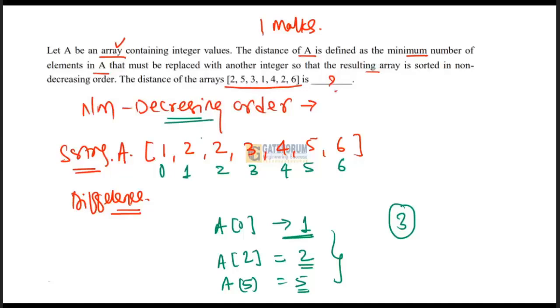Once an element is replaced, it automatically fixes the distance for the other elements. We do not need to make separate space for that. By default it will be generated automatically, right? So the correct answer for this question is 3, because there are three differences between them. I hope this question is clear.